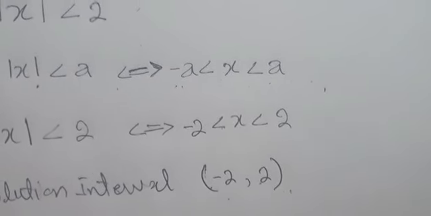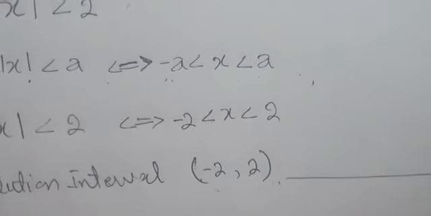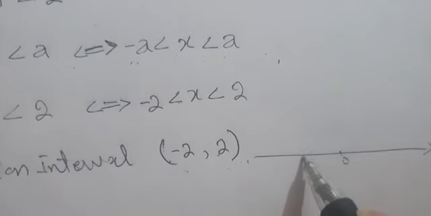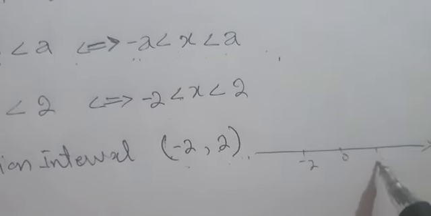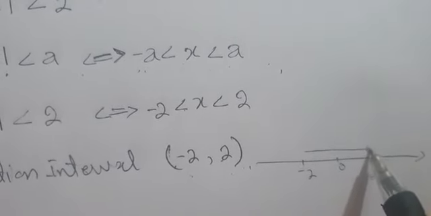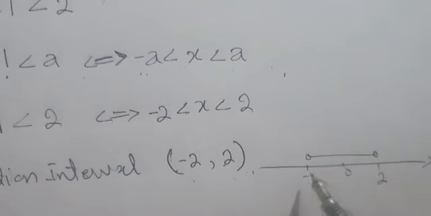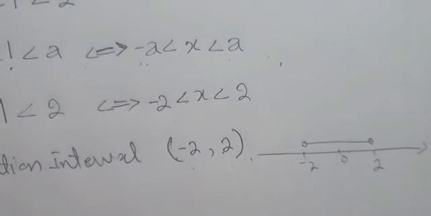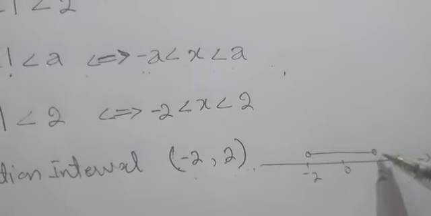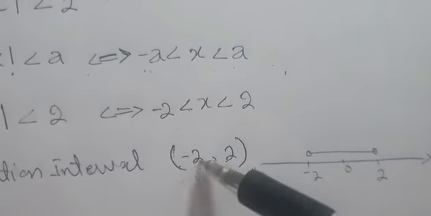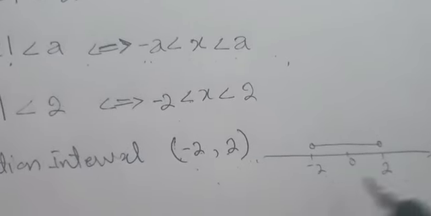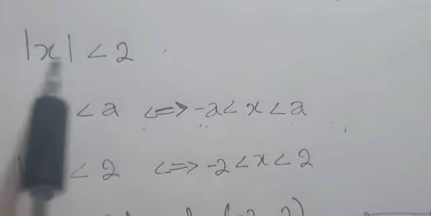And how we can write it on the number line: as we have here the origin, let's say here we have negative 2 and here we have 2, so this would be the solution interval. But here we will draw these holes, we will not fill up this circle, because 2 and negative 2 are not included in this interval as this is an open interval. So this will be the solution interval for this inequality.